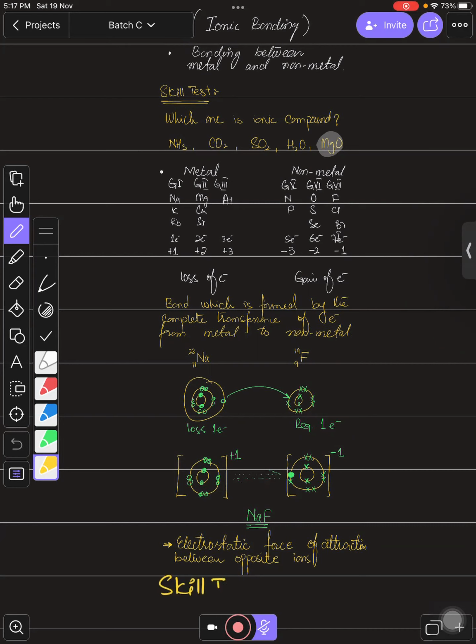And now there is a skill test for you. I just want कि आप मुझे बना के दिखाएं the same thing for magnesium and oxygen, right? Just do it quick, bacho, and send me the answer so I can check whether you are getting the things or not.